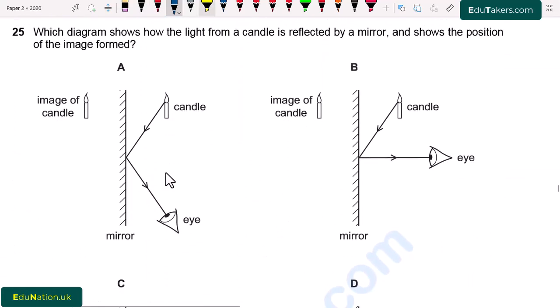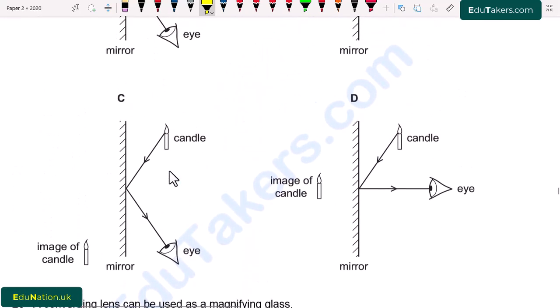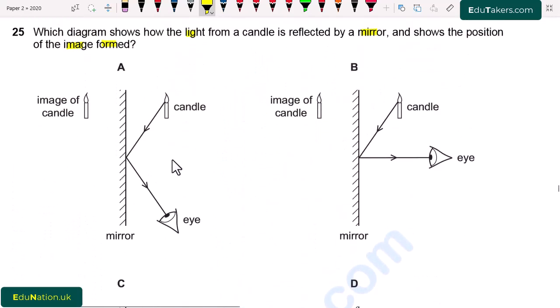Question number 25. Which diagram shows how the light from a candle is deflected by a mirror and shows the position of the image formed? So first of all, there are 4 diagrams which show that the light from the candle is reflected by the mirror and then forms the image. So which diagram is correct here? First of all, we see A, that the light from the candle comes and falls on the mirror. Then the image is formed on the opposite side. Here is the eye that is used to see this image.